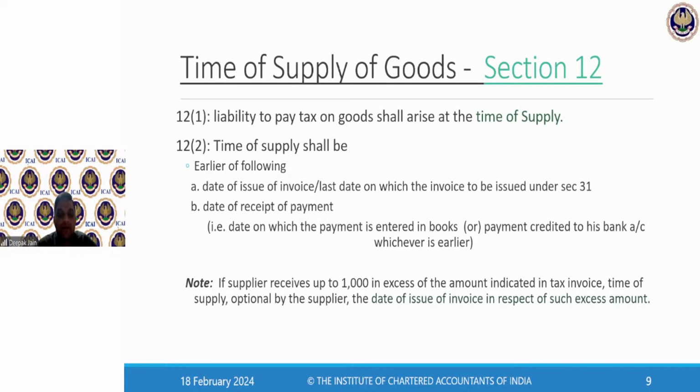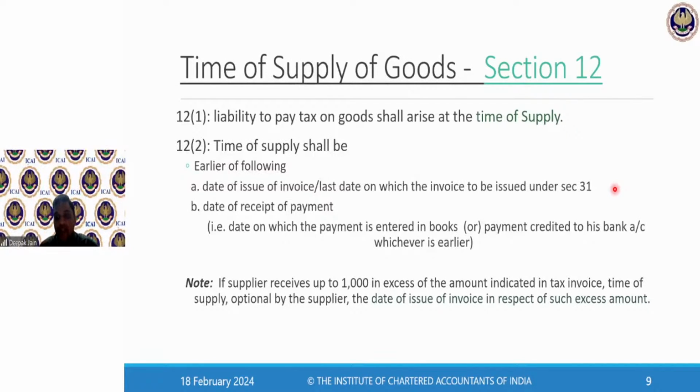And time of supply shall be the earliest of the following: on the date of issue of invoice or the last date on which invoice is to be issued. That is section 30, issued under section 31. Section 31 says by when you should issue the invoice. So if you have issued within that time, or you have actually issued the invoice.